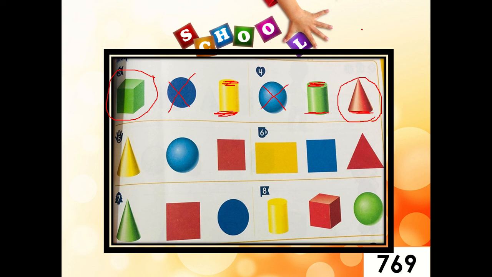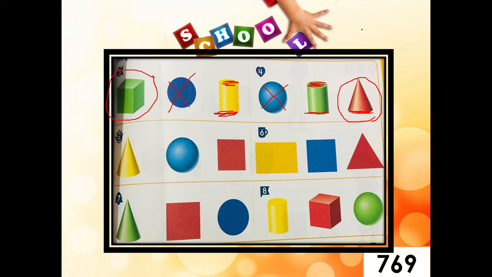Now for number 5 and the rest of the numbers, I will just give the clue and try to answer it alone. Are you ready now? Let's do number 5. I am a solid figure. I can roll. I do not have any flat surfaces. What shape am I? Okay, I think you're finished in number 5.